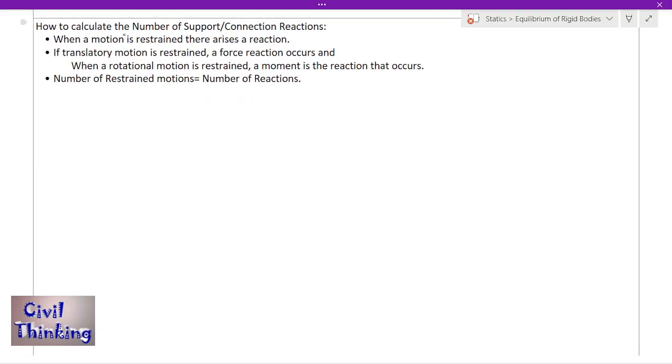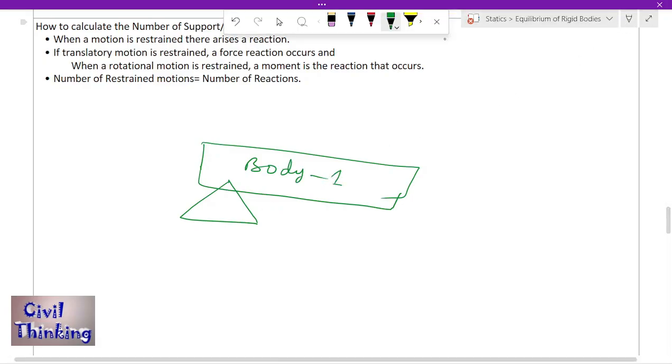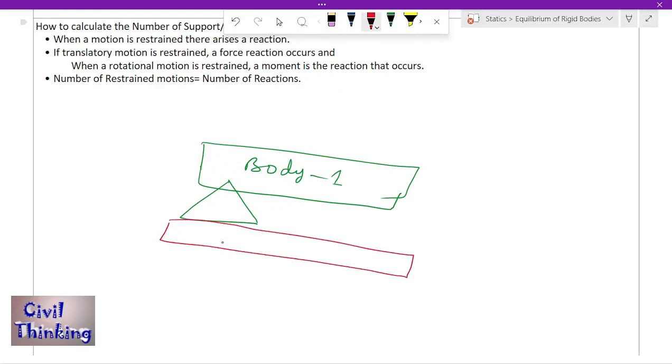Now the topic is how to calculate the number of support or connection reactions. When a motion is restrained, there arises a reaction. Let me show you here. Let us say this is a support, from this body, for example body 1, and this support is resting on body 2.